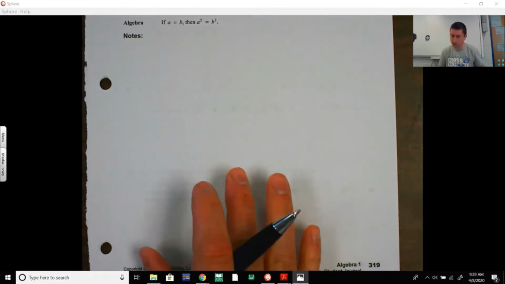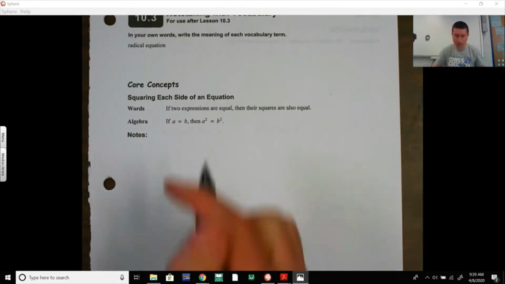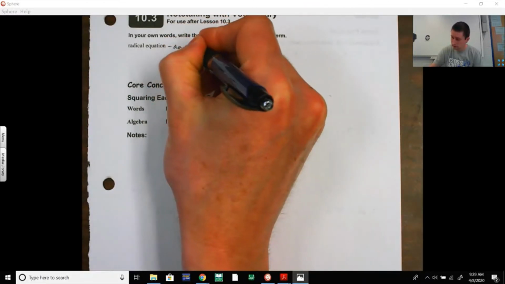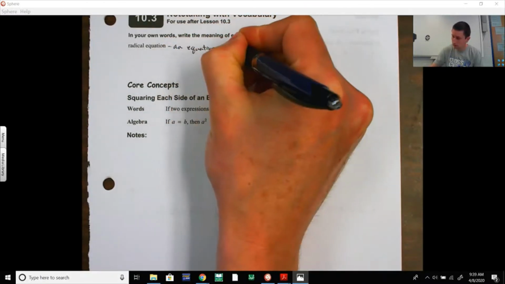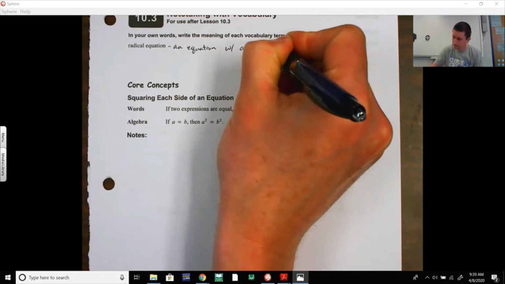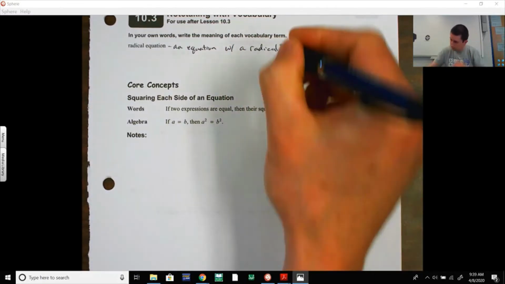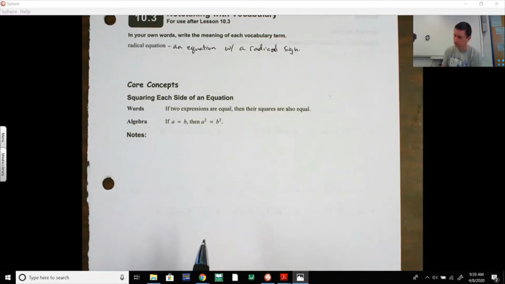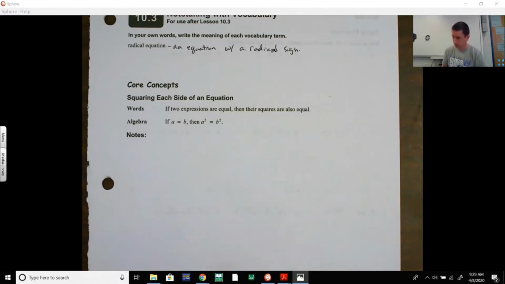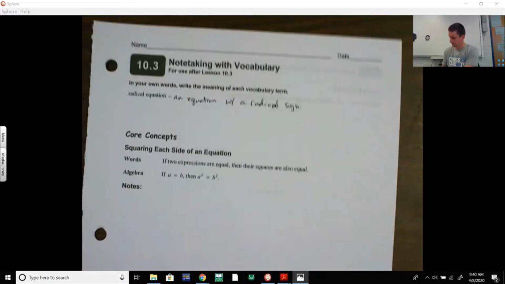So these are all what they call a radical equation. That's just an equation with a radical sign. Probably not proper to use both terms in the explanation, but that's what it is. If 2 expressions are equal, if a equals b, then a squared equals b squared.